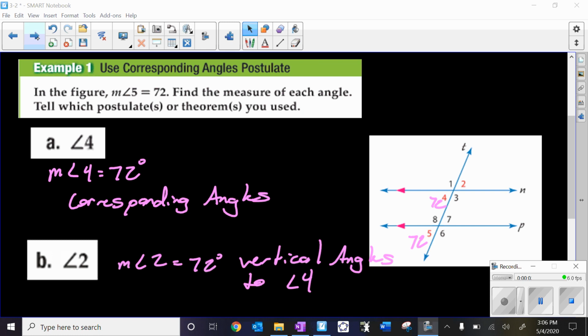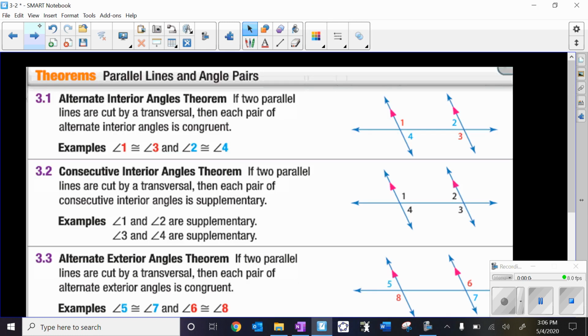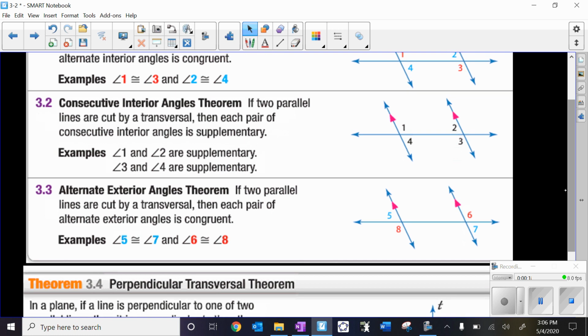We also have other relationships when we deal with our other types of angles. So the first one, alternate interior angles. Alternate interior angles we're going to say are congruent. You can see angles 1 and 3 are congruent, and 2 and 4, they look to be about the same. I'm going to skip down to the bottom one, the alternate exterior angles. Alternate exteriors are also going to be congruent. So 8 and 6 are congruent, and 5 and 7 are congruent.